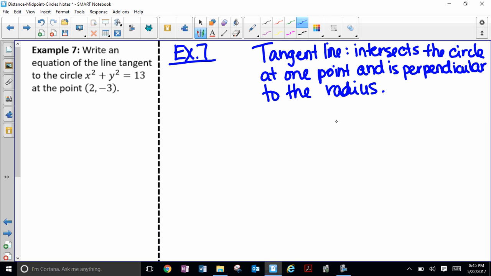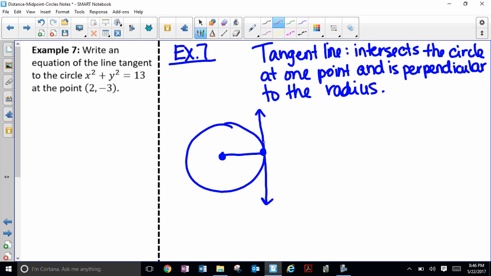Okay, so let me sketch a picture of what's going on here. So we have our circle, and then a tangent line would intersect the circle at one point. And then if you draw the radius from the center to that point, it's going to always create a right angle.